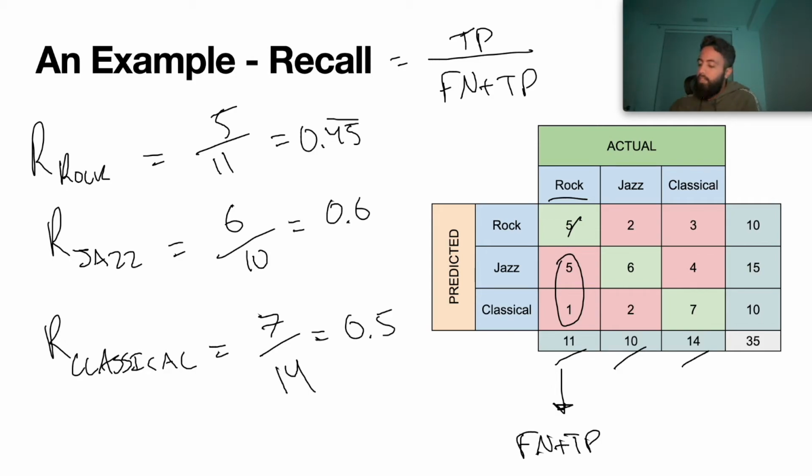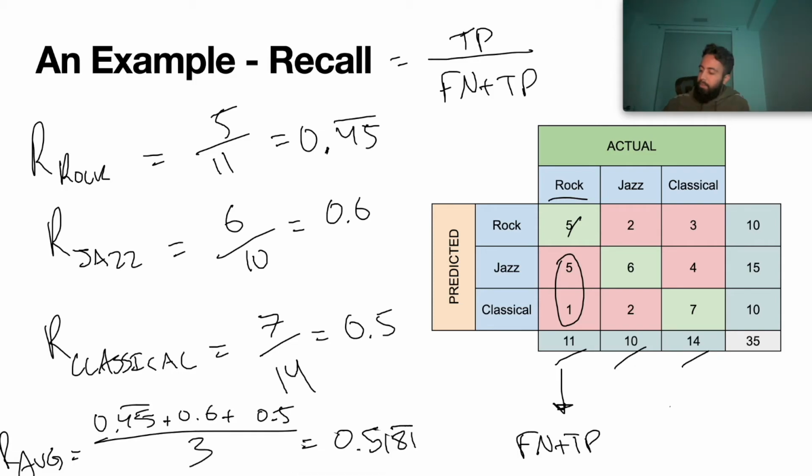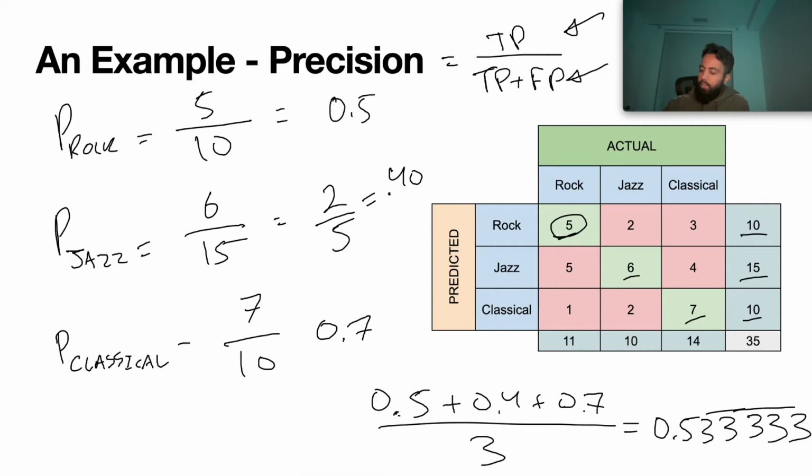Again, just like precision, we have to get the average value for recall. 0.5, 0.6 plus 0.5, divided by 3. Now this translates to a percentage, much like the precision translates to a percentage.